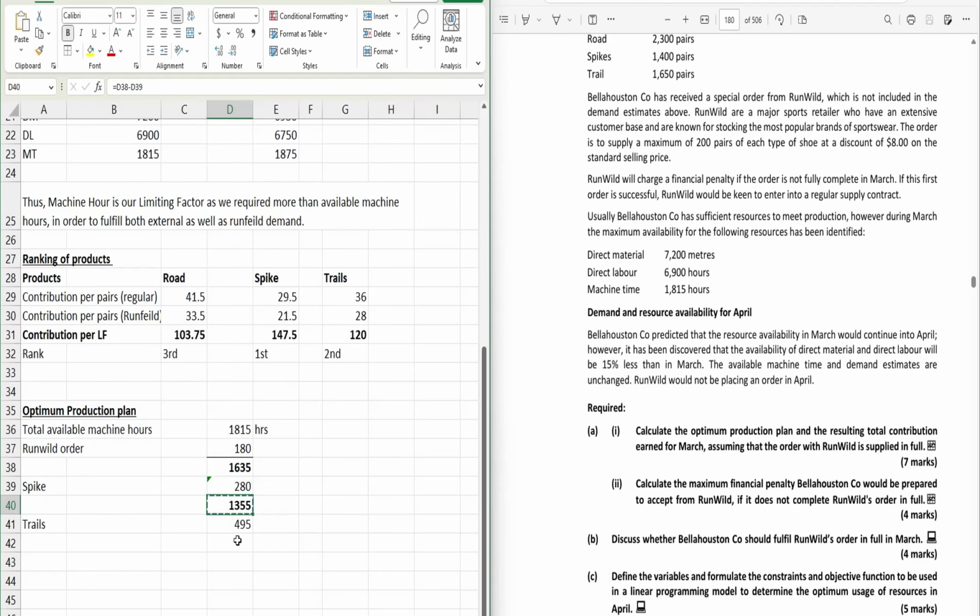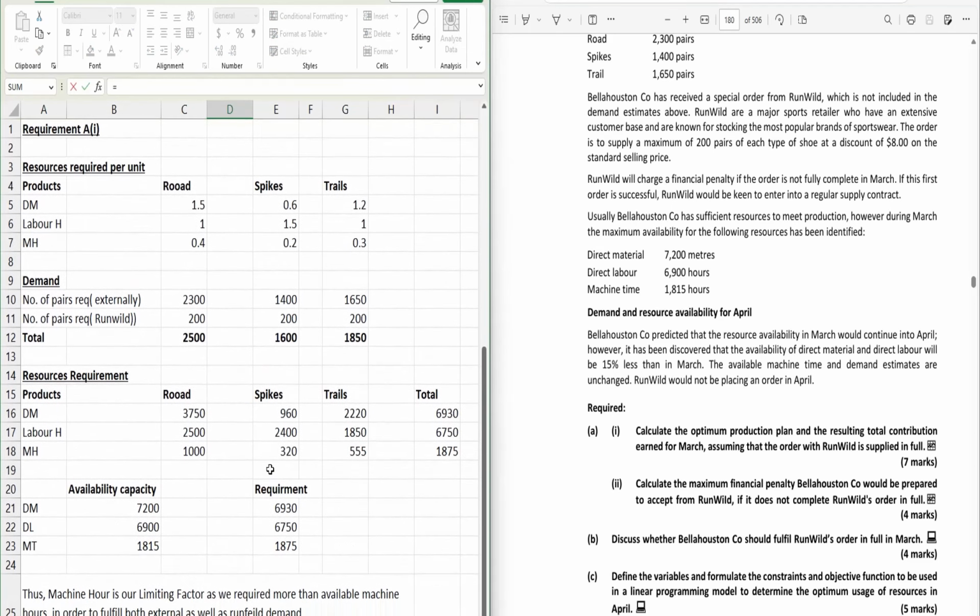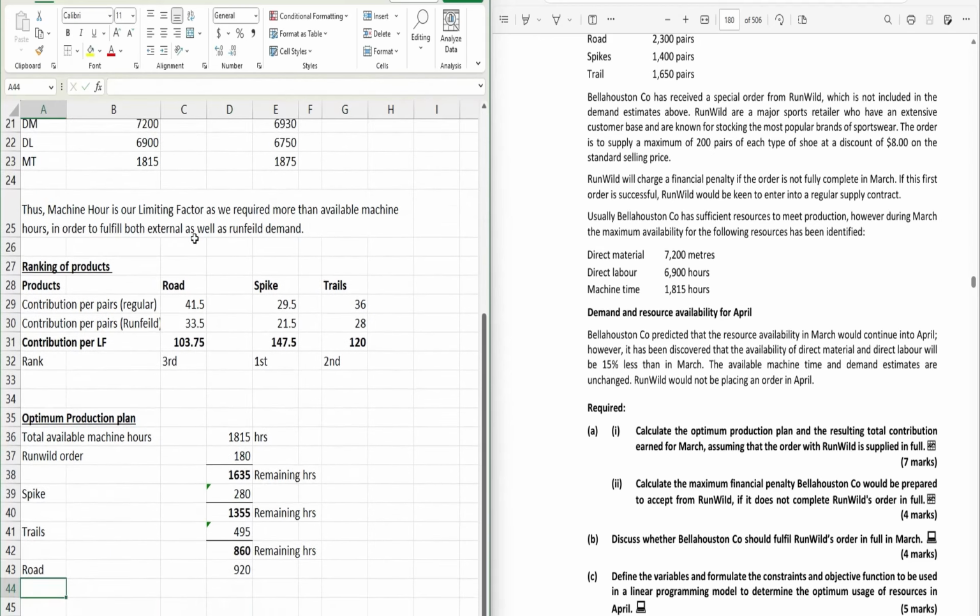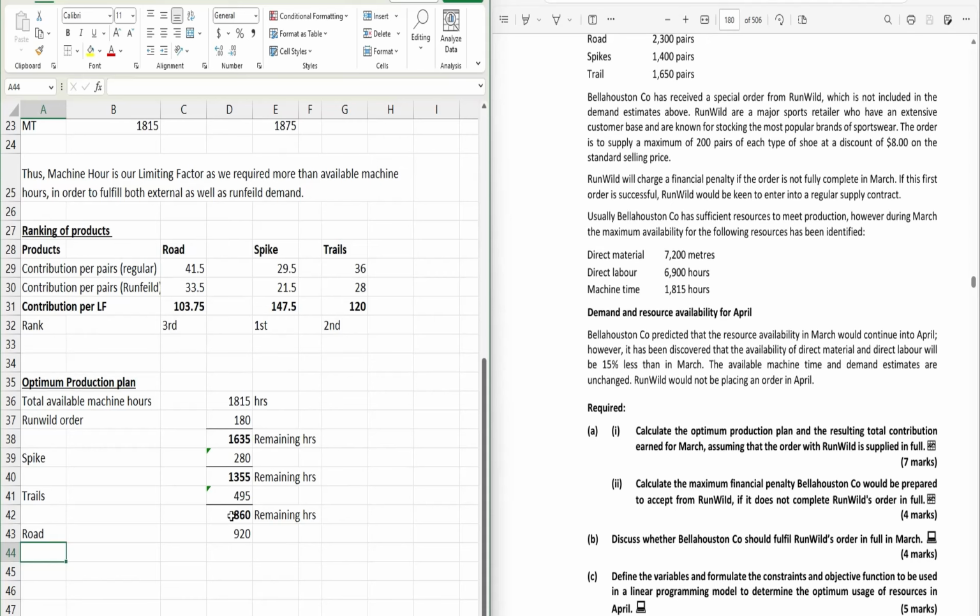Let's have a look. We can write it here, remaining hours, so it will look more professional. Okay, so 860 is remaining. So now it's done for the road. How many hours are required for the road to fulfill the demand? The demand is 2300 because 200 has already been fulfilled. Multiply with 0.4. So we need 920, but only 860 hours are available. So it means we cannot fulfill the maximum demand of road.